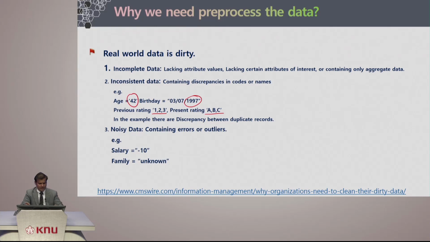And there are some more issues like noisy data. At times it contains errors or outliers which are quite hard for us to understand. For example, a salary of -10, which we know is of course an error, and family unknown. We do not have the information of a person or his family. So in the real world we have inconsistent data, or at times incomplete data. That's why we want to make sure that we do certain pre-processing on the information or data before processing it.